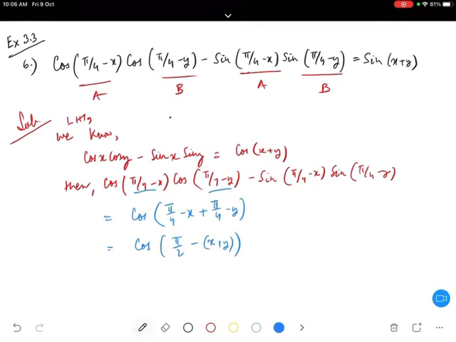Now by applying that formula, cos of pi by 2 minus x is equal to what? Sin x, right? So here you see cos of pi by 2 minus x plus y. So that thing is equal to sin of x plus y. Everyone clear? Yes or no? All we need to do is memorize the formulas and every single problem is easy. Okay? Clear? So let's move on to question number 7.